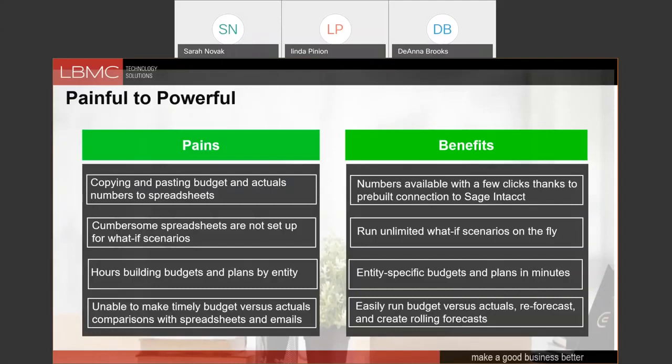You don't invest, you spend hours building budgets and plans by entity. Now you're going to be able to execute that in minutes when you have SIBP. And then being unable to make timely budget versus actual comparisons. So how many hours do you spend pulling that information together from spreadsheets and emails? And with SIBP, you'll be able to do that very easily. Run those budget versus actuals, do those reforecasts, and create rolling forecasts.